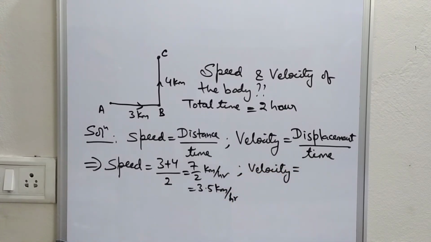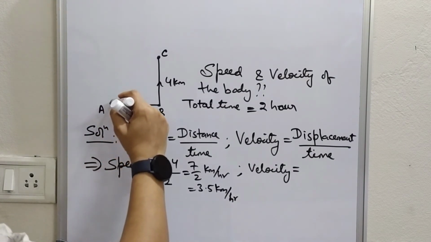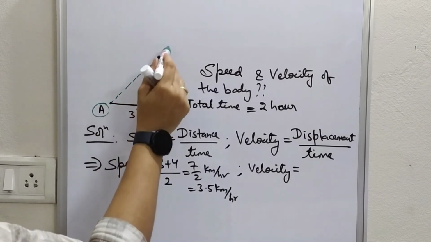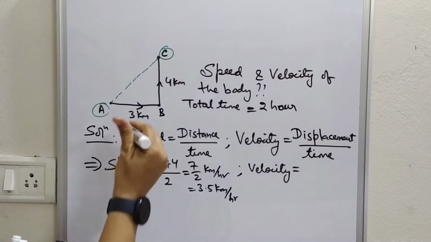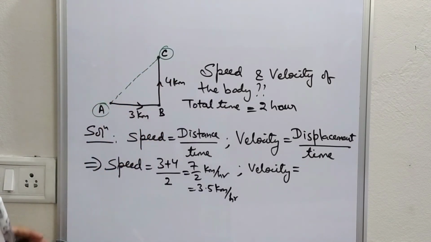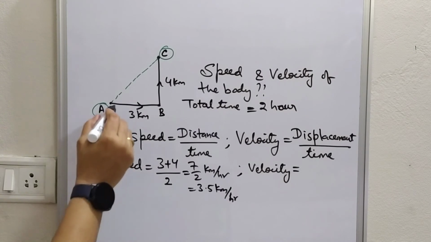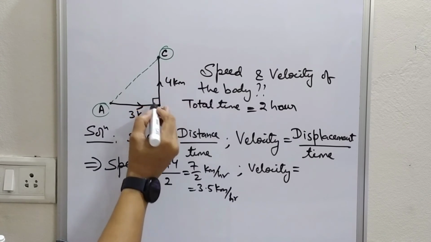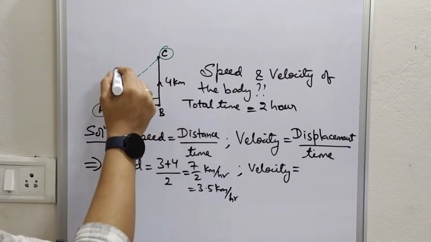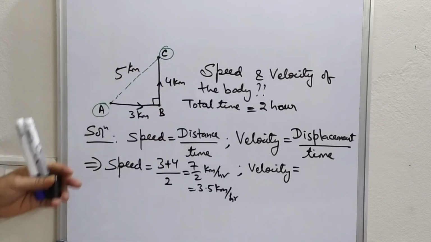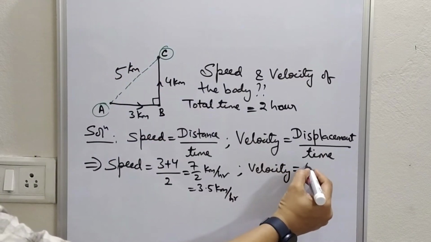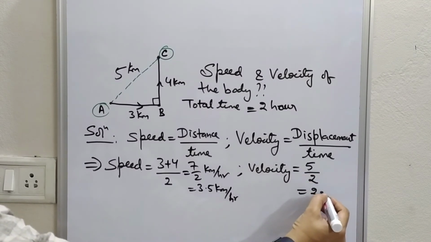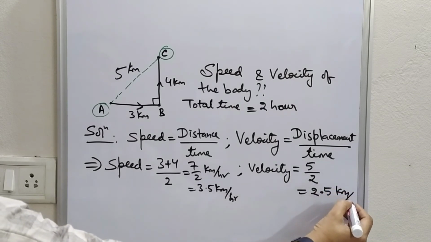Velocity is displacement by time. Displacement is the shortest distance between the initial point and the final point. Initial point is A and final point is C. The shortest distance, so AC is the shortest distance. How to find the length of AC? Since it is 3 kilometers east and 4 kilometers north, the angle between them should be 90. Since 3, 4, 5 is a Pythagorean triplet, AC length is 5. So displacement is 5 kilometers, time is 2 hours. So velocity is 2.5 kilometers per hour.